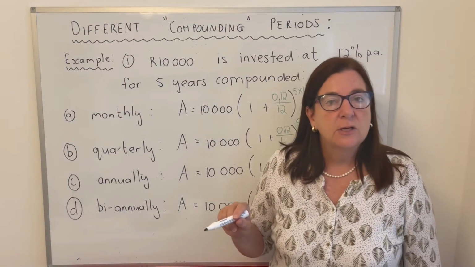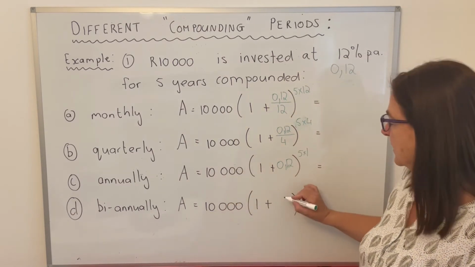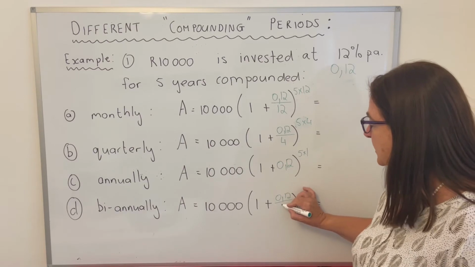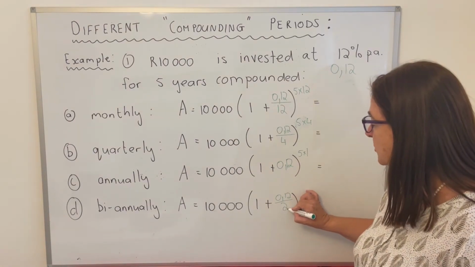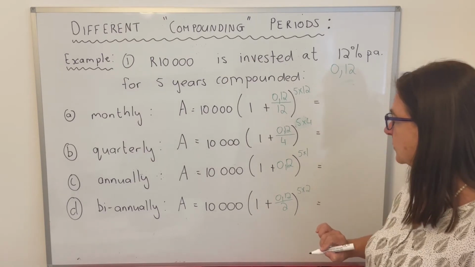Then if it's compounded biannually, that is twice a year. So that would be my 12% per annum, split over twice, 2 times a year. So that's going to be divided by 2. It's for 5 years, but it's twice every year. So it's 5 times 2, which is 10.